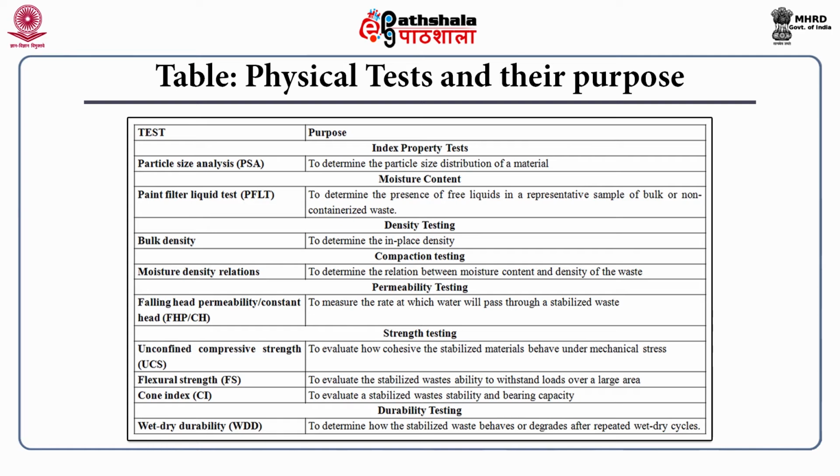Next, moisture density relation to determine the relation between moisture content and density of the waste. Falling head permeability or constant head to measure the rate at which water will pass through the stabilized waste. Next is unconfined compressive strength to evaluate how cohesive the stabilized material behaves under mechanical stress. Then flexural strength to evaluate the stabilized waste's ability to withstand load over a large area. Then cone index to evaluate stabilized waste stability and bearing capacity.